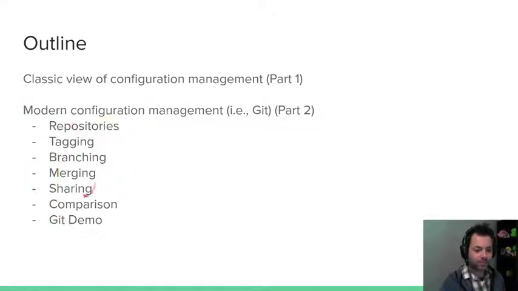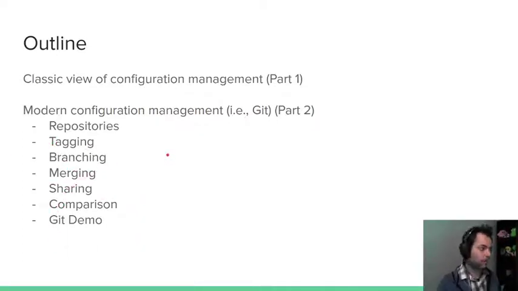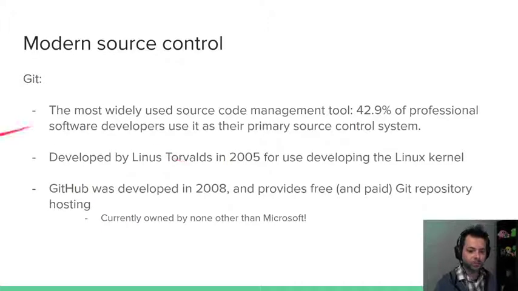So what we're going to talk about today looks fairly similar to what we talked about before, right? We talked about repositories in kind of a light way. Basically, your config management tool was a repository. Tagging, we kind of talked about. Branching, we talked about. Merging, we talked about. There are some differences here, though, so you're not getting the same talk as last time.